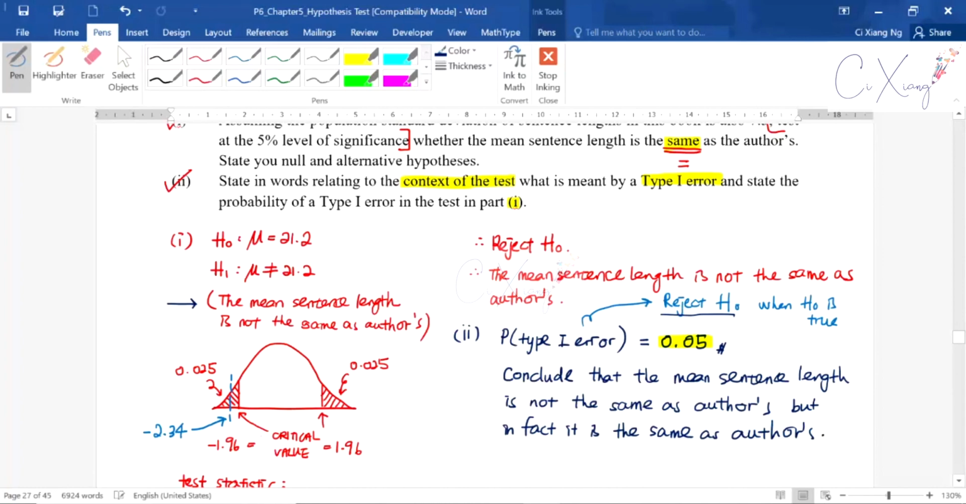I don't know whether you understand the idea or not. This is the conclusion part, this is what we make. We reject the null hypothesis, but actually in real fact the mean length is the same as others, but we conclude that it is not the same. This is the meaning of writing the type 1 error in the context of the test. You cannot write out just 'reject null hypothesis when null hypothesis is true', they won't accept this one. You need to express it in a way similar to what they ask in the question, so in the context of the test.